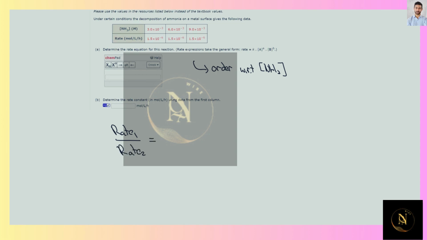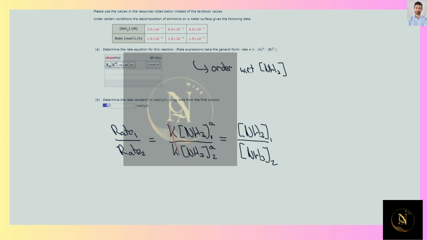And recall that the rate for a reaction is going to be equal to K times the concentration of NH3 for experiment 1 times the order of the reaction. I'm going to call the order of the reaction A, divided by K, the rate constant, which is going to stay the same, times the concentration on the second experiment elevated to the same value of order of reaction. So what you're going to notice here is that K and K are going to cancel out, and we can write this down directly as concentration of NH3 on the first experiment divided by concentration of NH3 on the second experiment, and all of this elevated to the order of reaction.